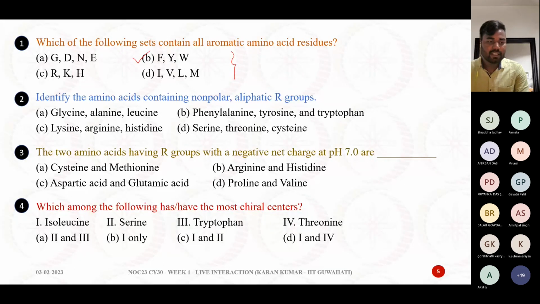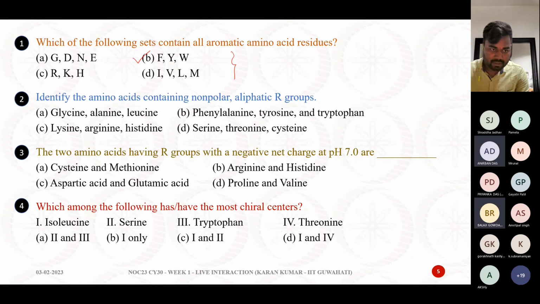Option B is correct. Then, identify the amino acids containing non-polar aliphatic R groups. Option A: glycine, alanine, leucine. Option B: phenylalanine, tyrosine, tryptophan. Option C: lysine, arginine, histidine. Option D: serine, threonine, cysteine. What is your answer? Option A. Identify the amino acids containing non-polar aliphatic R groups. What is your option?